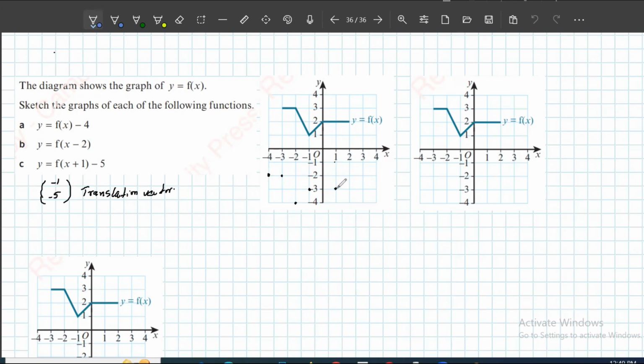So if we draw with the help of a scale, it is like that. Draw straight away. From here you go down and then up and then straight away like this. So we found the last answer by applying translation along x and y both.